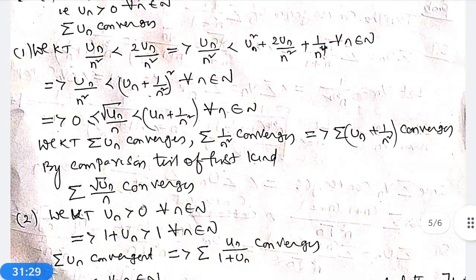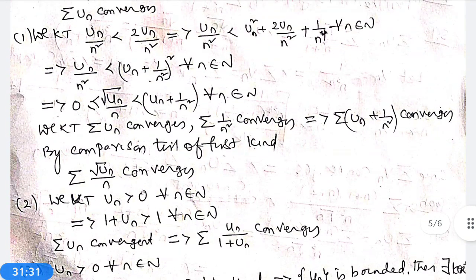Second one. We know that un greater than 0 for all n belongs to N, so 1 plus un is greater than or equal to 1. Sigma un converges implies 1 plus un also converges, and 1 plus un is not equal to 0. Therefore, the quotient series sigma un by 1 plus un also converges.